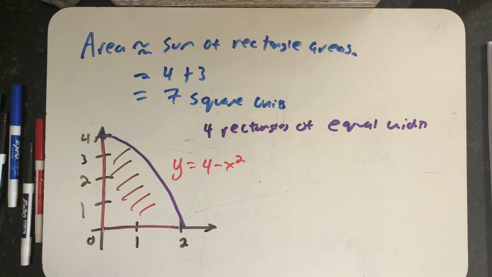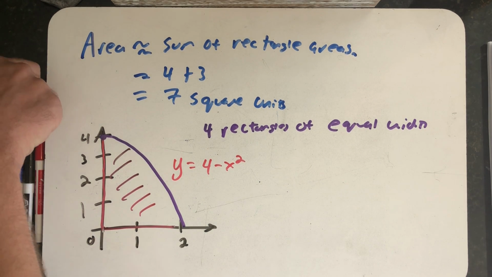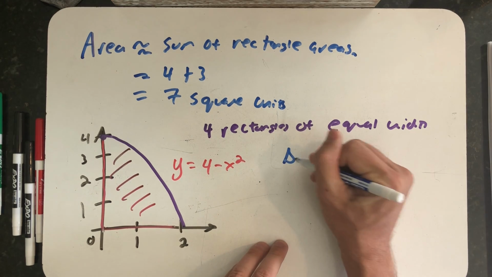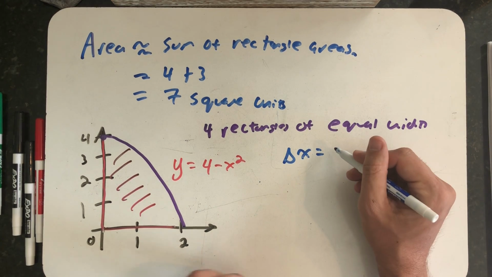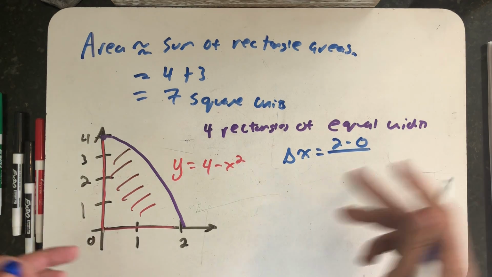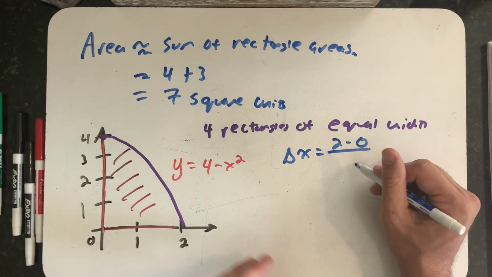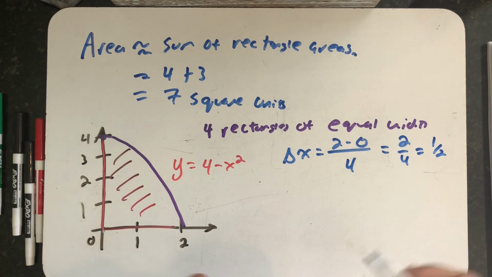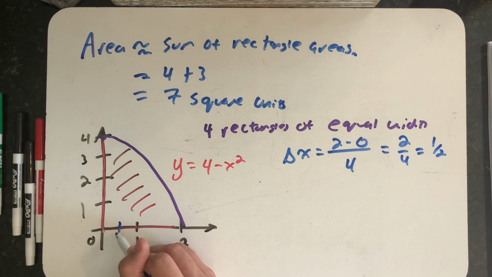So I would start off the same way as last time. I want to divide my x-axis into now 4 subintervals of equal width, and I will call that width delta x. And again, I can calculate the length of my whole interval on the x-axis, divide by 4, and each one of my subintervals needs to be 1/2 unit long.